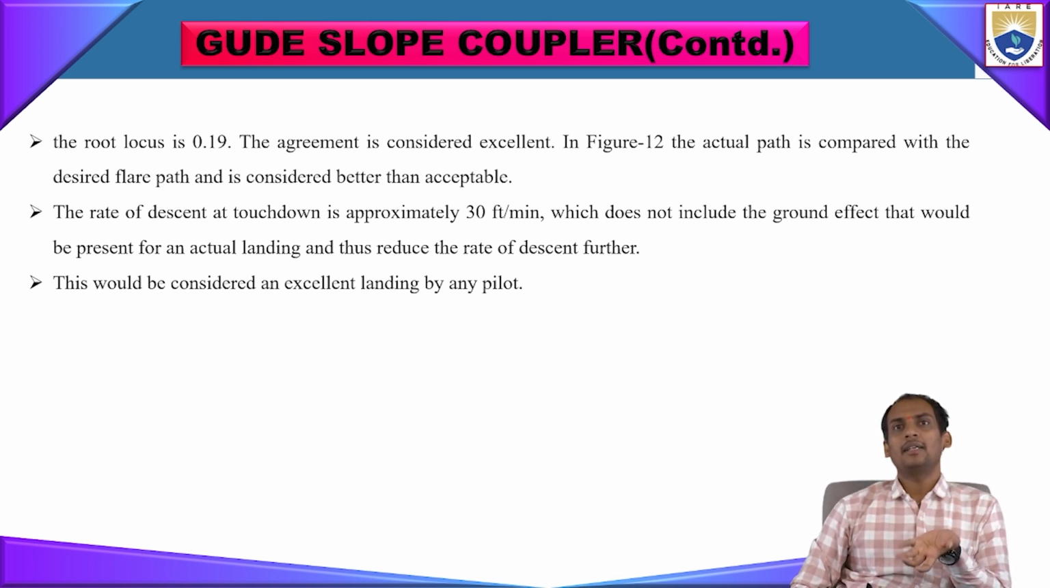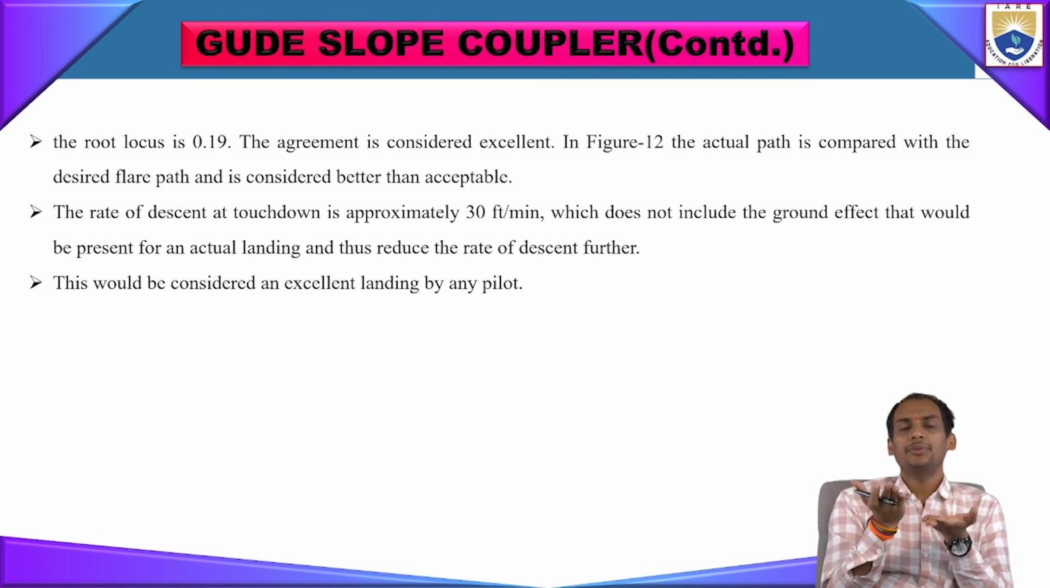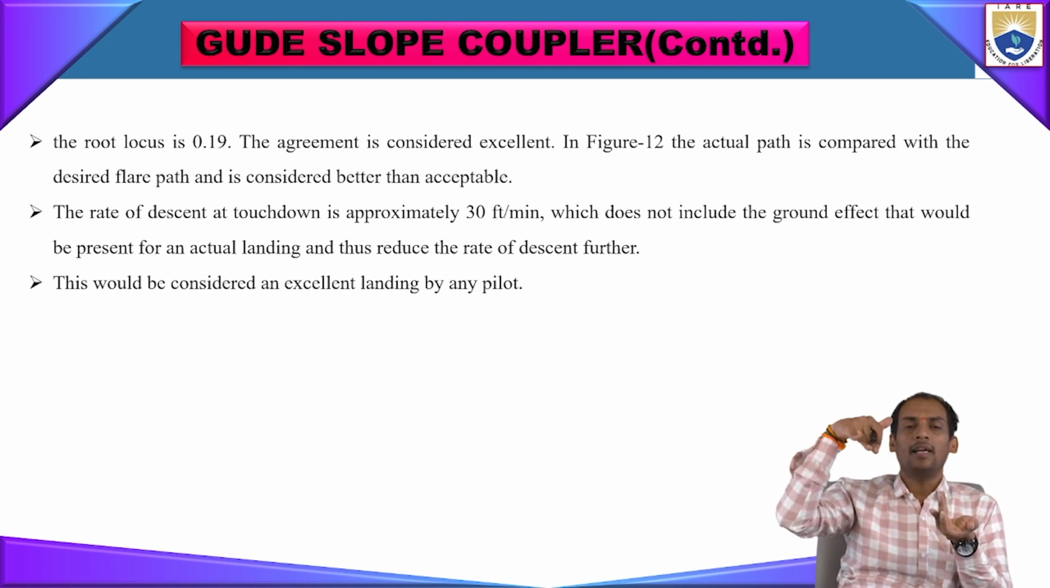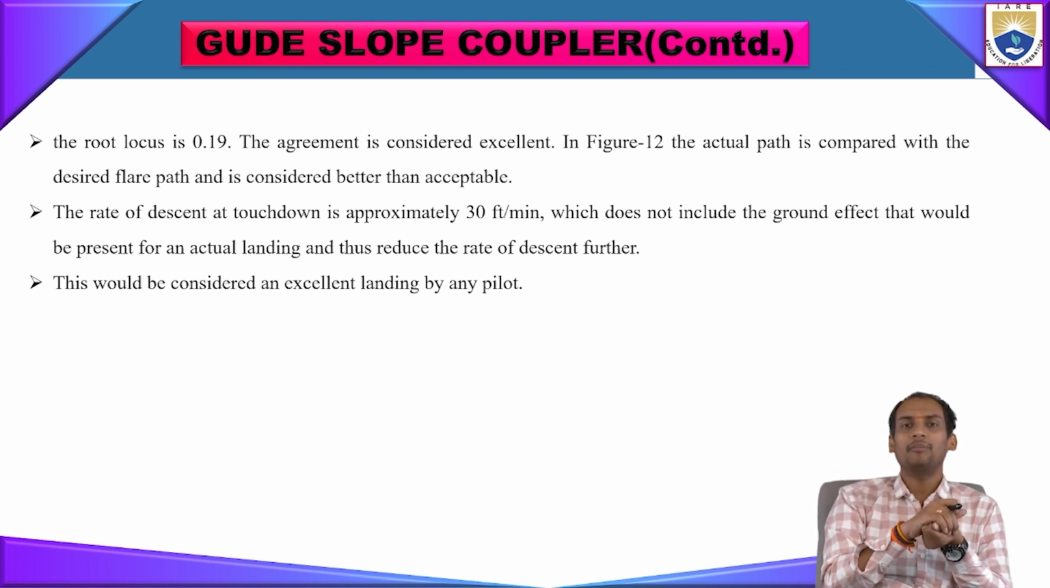So this would be considered an excellent landing by any pilot, because if you see this autopilot usage for the transition from glide to touchdown, the desired path and actual path are almost similar. We got that from the experiment and from the computer simulation using the glide slope coupler only, I mean that transfer function only.